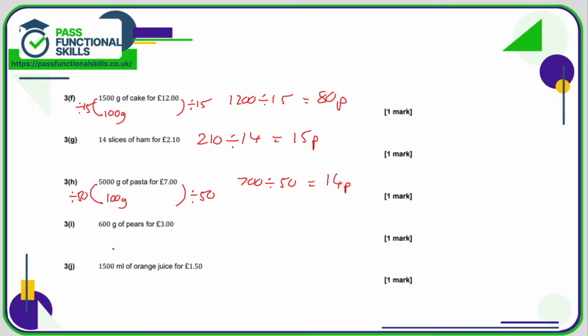For I, 600 grams of pears costs £3, so 100 grams, that is 6 times less, so it's going to cost 6 times less, so 300 divided by 6, that's 50p.